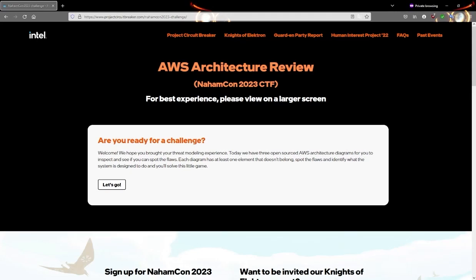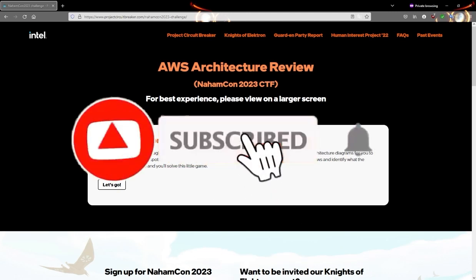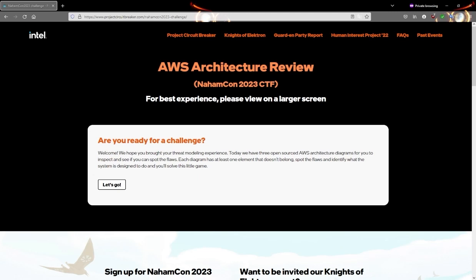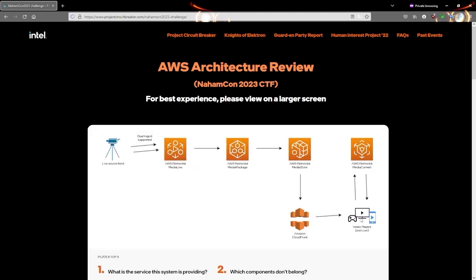Hello everyone. This time, this project, Circuit Breaker, kind of brought me to the NahamCon 2023 CTF. Basically, what we have to do is review some AWS architecture diagrams. Let's just go into the challenge and explain it. It gives you some AWS architecture diagrams, and you have to find the odd component in the diagram.